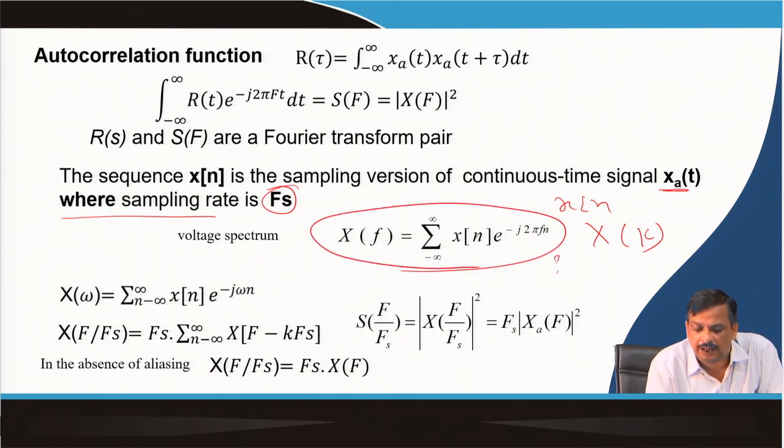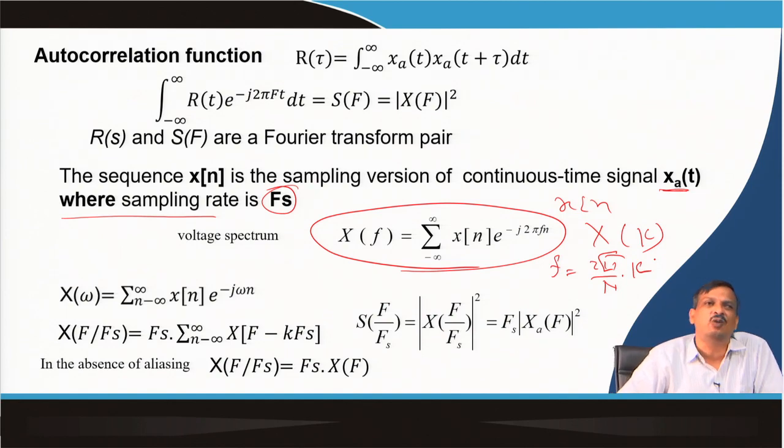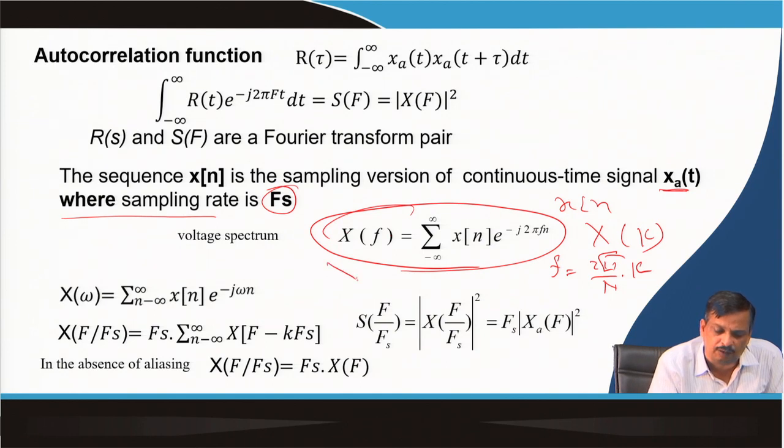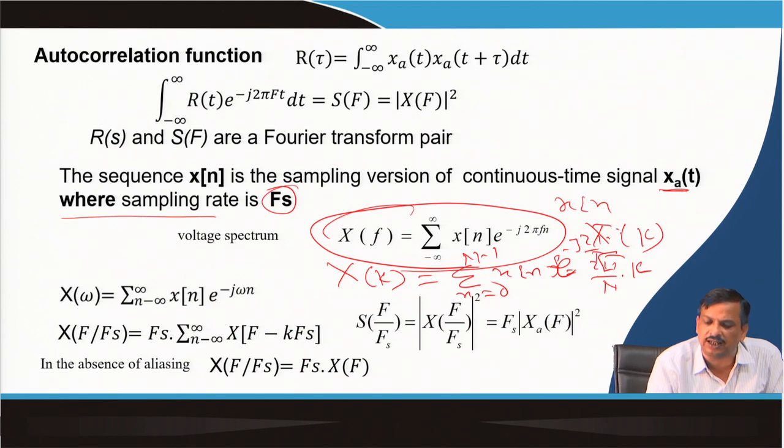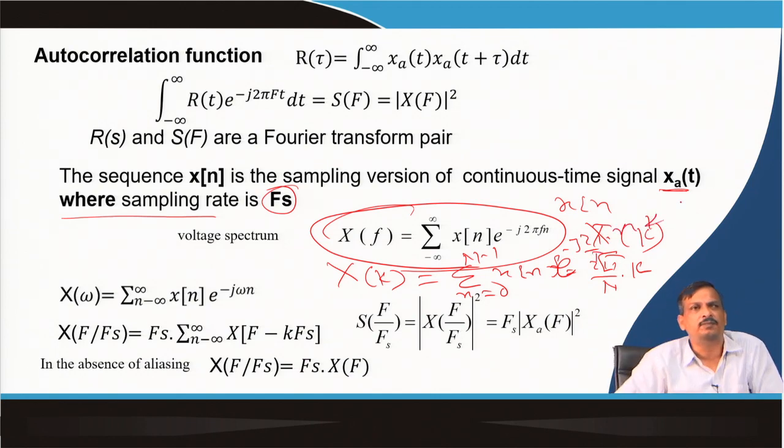So, this f is nothing but 2 pi by n, or you can say Fs by n, into k. f is called the normalized discrete frequency. Okay. So, X of f is nothing but, let us say this is X k instead of X of k. X k is equal to the sum from n equal to 0 to N minus 1 of x of n e to the power minus j 2 pi by N into n k. That you know. How do I do that?